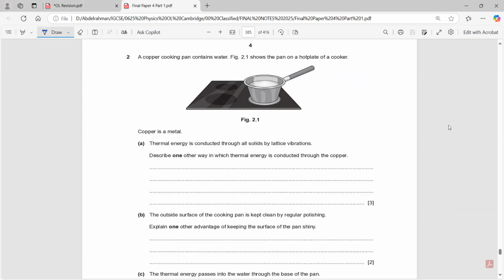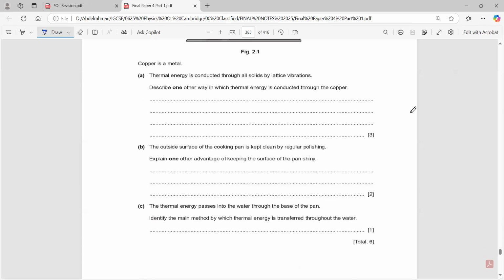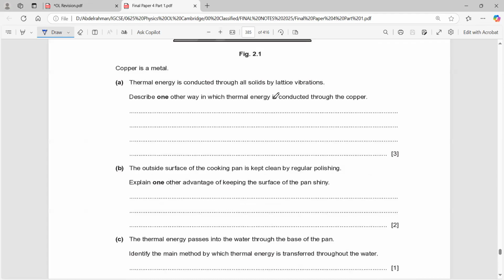Thermal energy is conducted through all solids by lattice vibration. Describe one other way in which thermal energy is conducted through copper. He talked about the conduction, lattice vibration. What is one other way in which we can conduct energy through the copper? By the free moving electrons. You need to say you have free moving electrons. What do these free moving electrons do? They gain energy and move throughout the copper, and they hit the copper molecules.